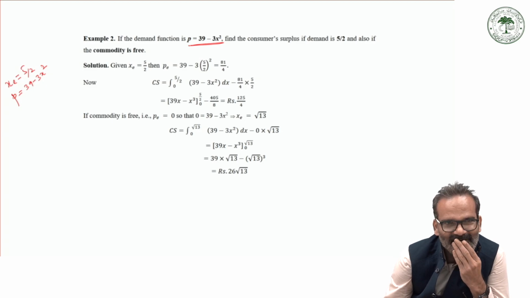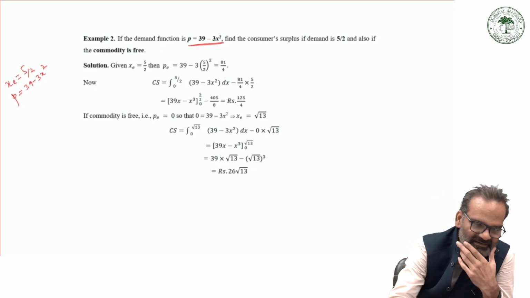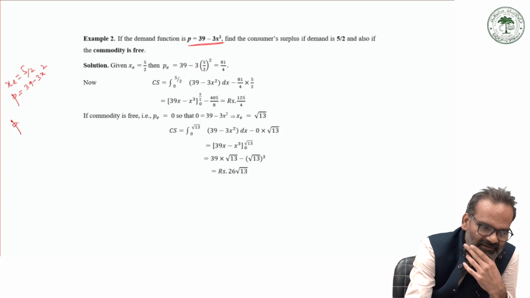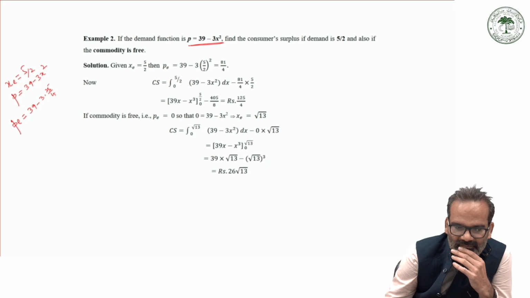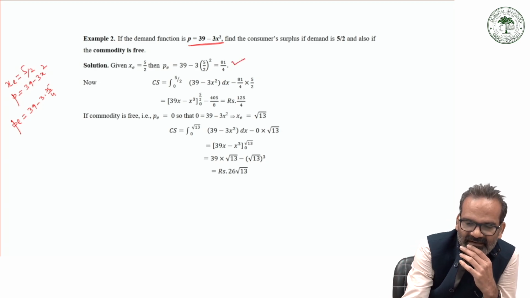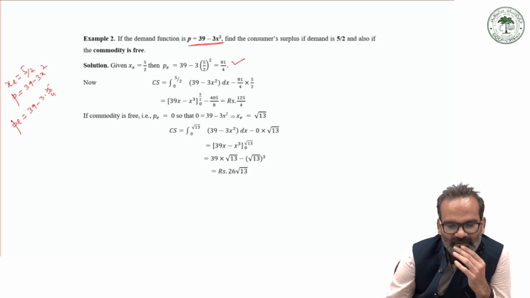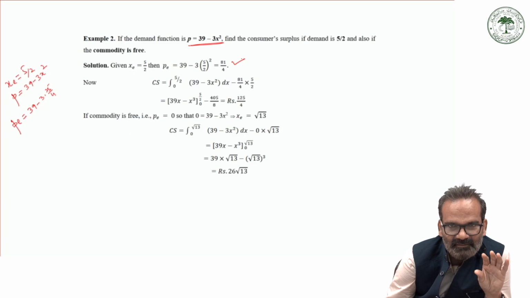So how can you determine the consumer surplus? Same as we did in the last case. Find out PE, that is the price fixed by the market. So how will you calculate PE? PE is equal to 39 minus, put the value of x in the demand function, so 3 into 25 divided by 4. Simplify it. 81 upon 4 is the price fixed by the market in rupees.